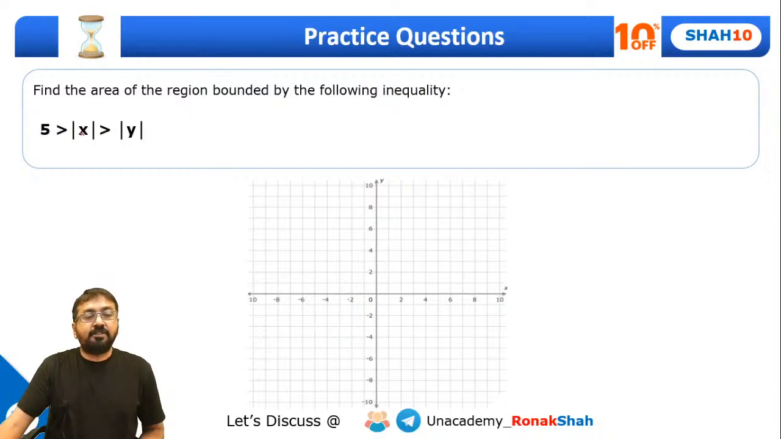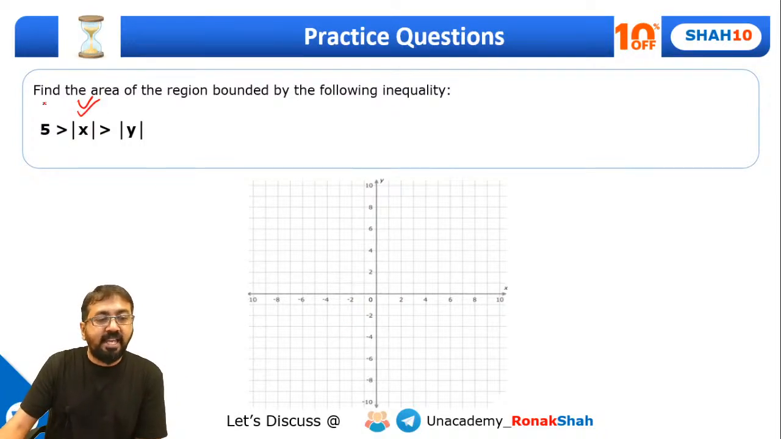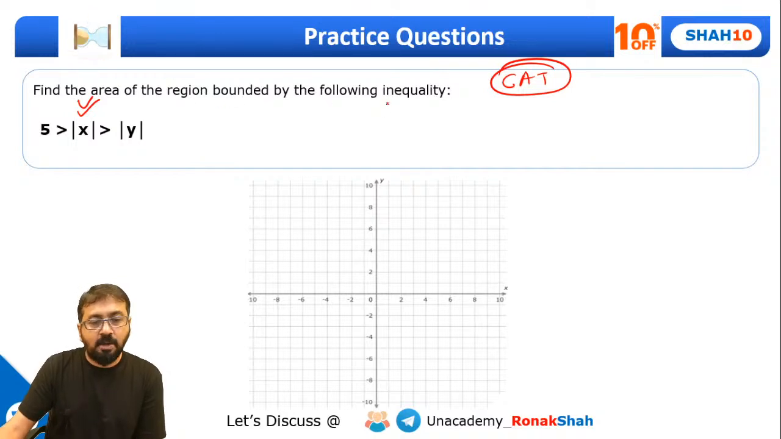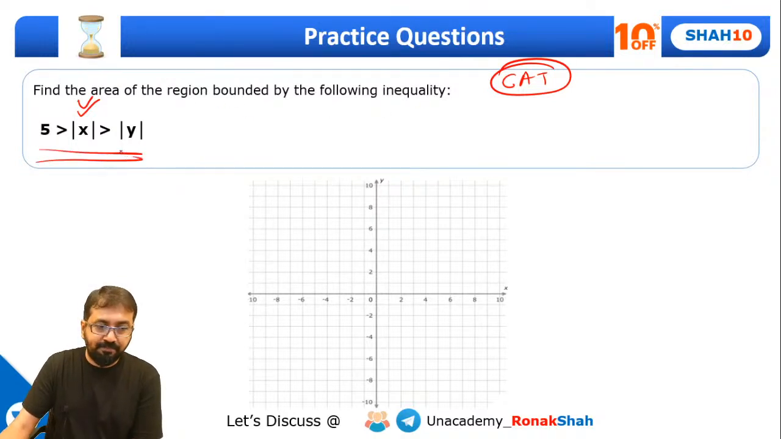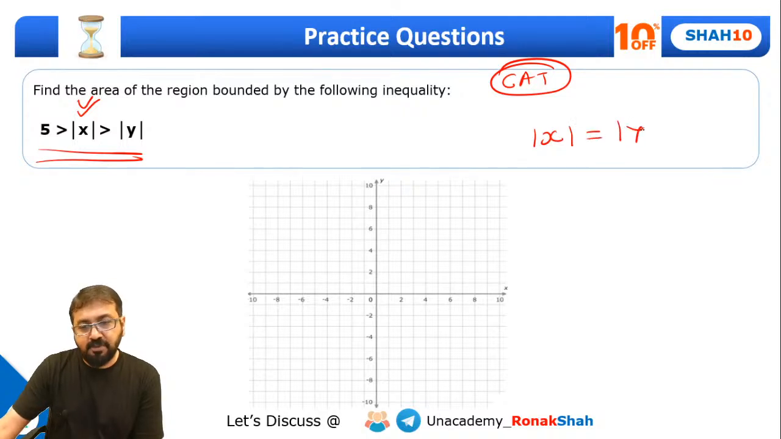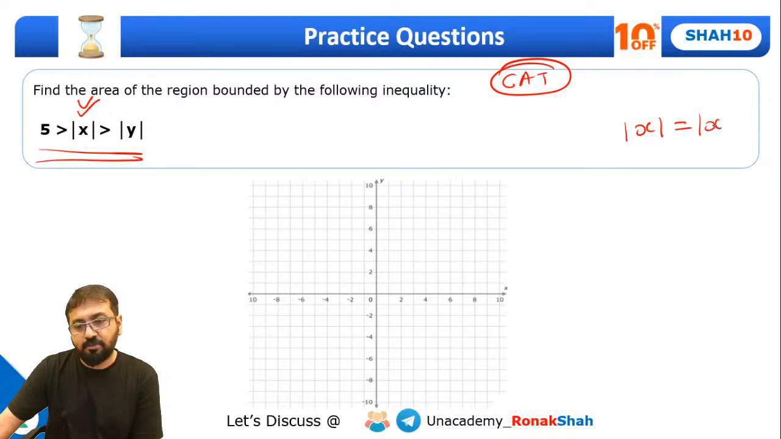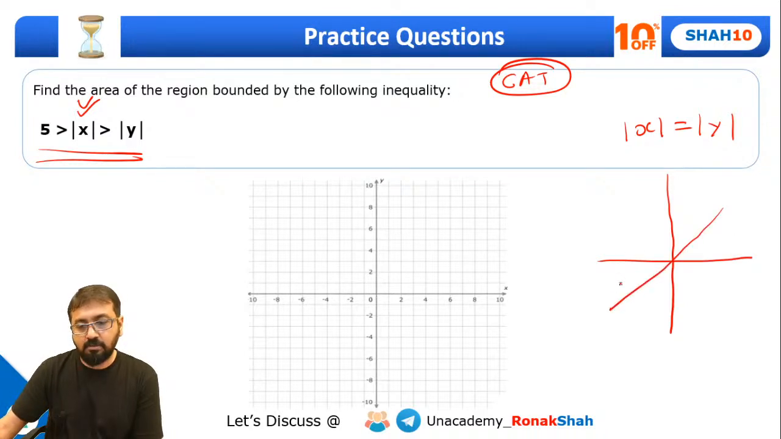Okay. Now let's draw the graph of this one. Find the area. This is again a CAT question. Find the area of the region bounded by this inequality. Now guys, for this, first we need to draw the graph of mod of x equal to mod of y. What is the graph for mod of x equal to mod of y? The graph of this, guys, comes out something like this. It will be 2 v's.